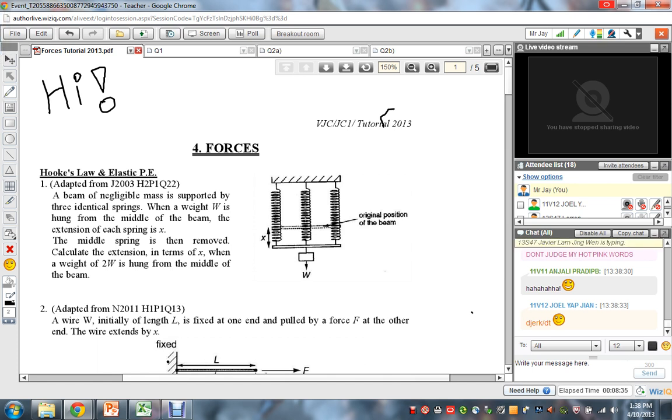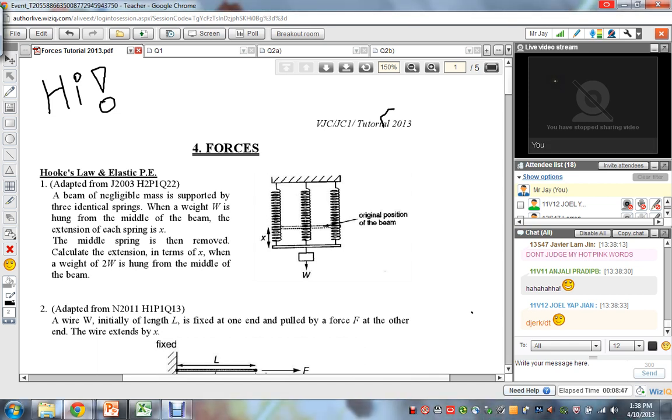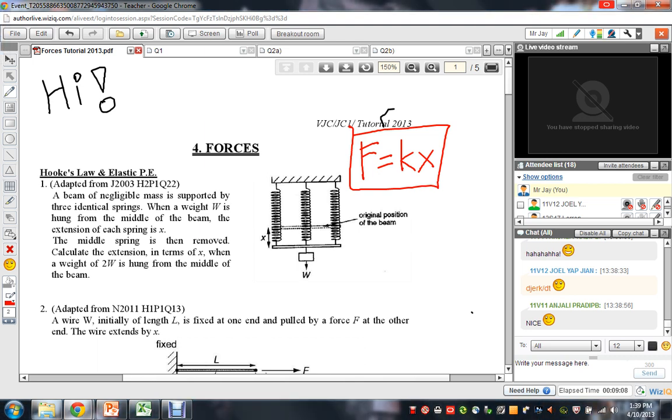Alright, so today we are going to do the forces tutorial. The first topic that we are going to encounter in forces is Hooke's law and elastic potential energy. In Hooke's law, our most important equation, of course, which you can use to solve all Hooke's law problems, is F equals Kx. No matter how complicated a system of springs may be, or if it's just one spring, F equals Kx will hold for each individual spring in the system.